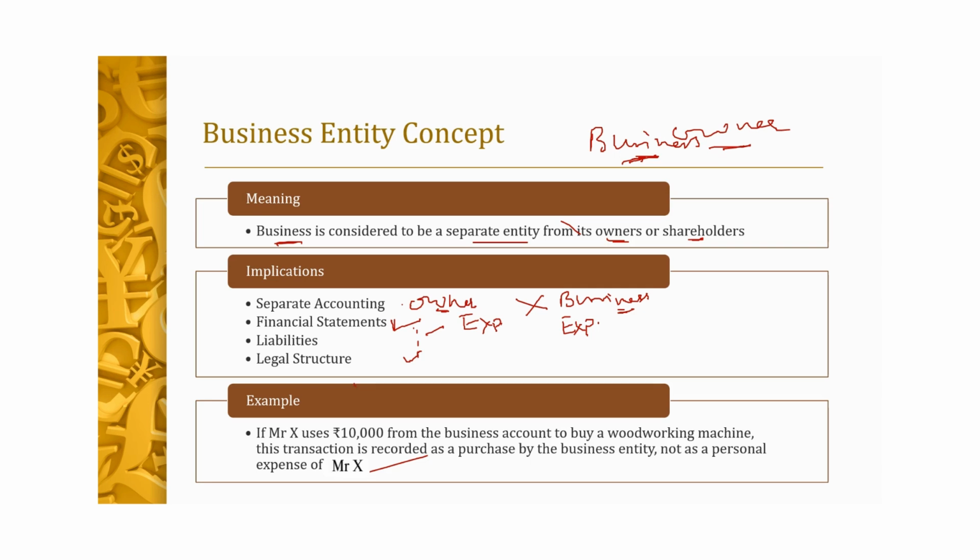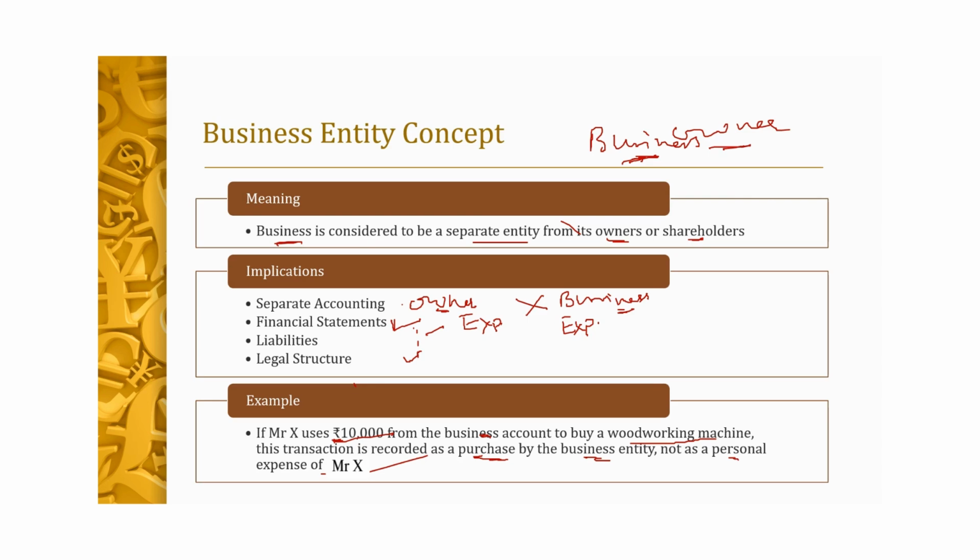Let's discuss one example for the business entity concept. Like, if Mr. X used rupees 10,000 from the business account to buy a woodworking machine, this transaction is recorded as a purchase by the business entity and it will not be treated as a personal expense of Mr. X. मतलब अगर वो business account से business machine खरीदने के लिए ही अमाउंट पैसा यूज करता है तो उसको हम बिजनेस का ही एक्सपेंस ट्रीट करेंगे, ये मिस्टर एक्स का पर्सनल एक्सपेंस जो है वो ट्रीट नहीं होगा. आई होप दिस एग्जाम्पल इज क्लियर टू यू.